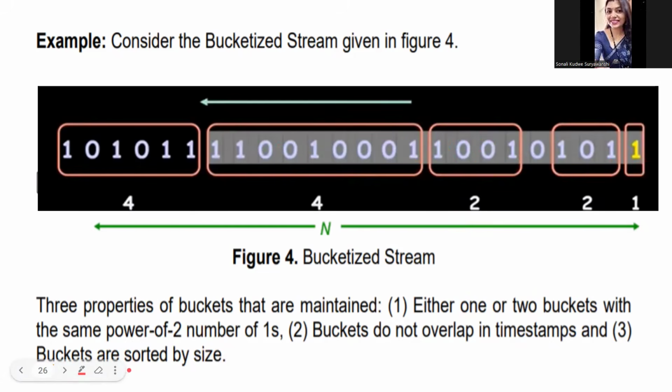Okay. And buckets are sorted by size. That means you always have to start from the minimum bucket and then increment the size of the buckets. So this order has to be maintained. You can see it's a descending order. You can't have random orders in your window.